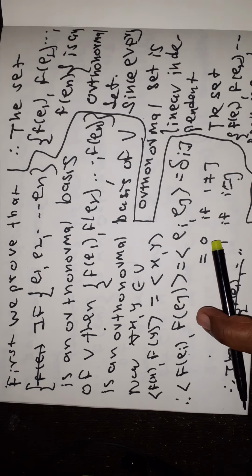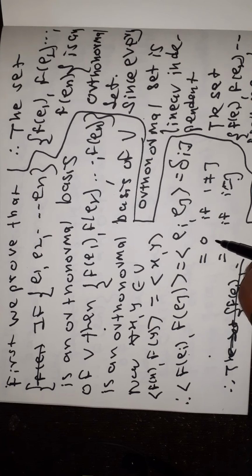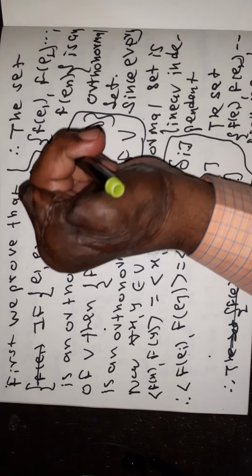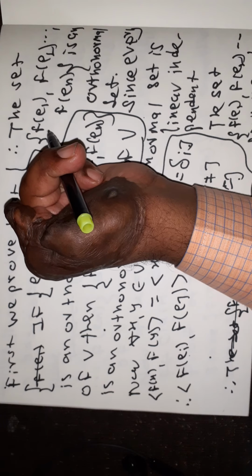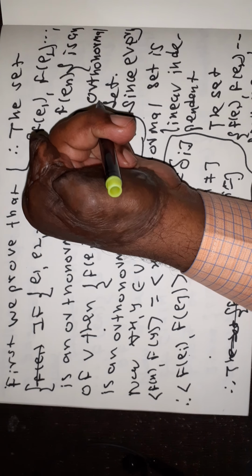Here, delta ij means that when i is not equal to j, this is equal to 0, and when i is equal to j, this is equal to 1. Now the set f(e1), f(e2), ..., f(en) is an orthonormal set, because the inner product of any two different elements is equal to 0, and the inner product of any element with itself is equal to 1. Therefore f(e1), f(e2), ..., f(en) is an orthonormal set.